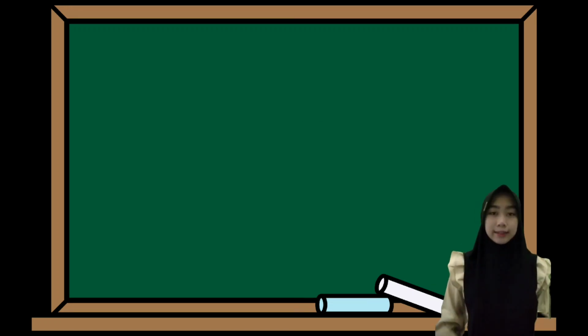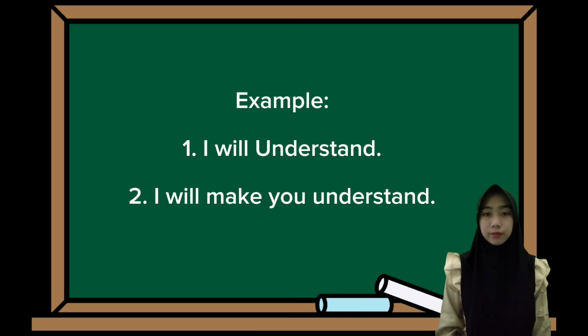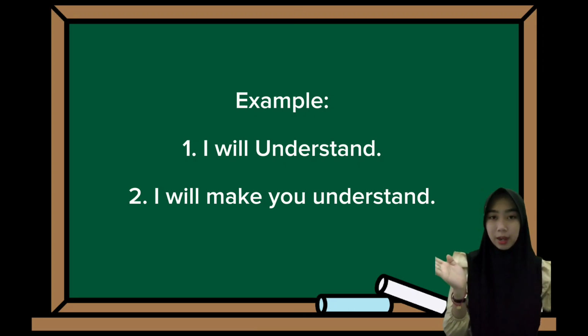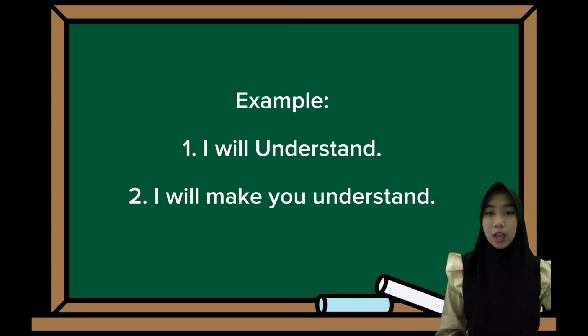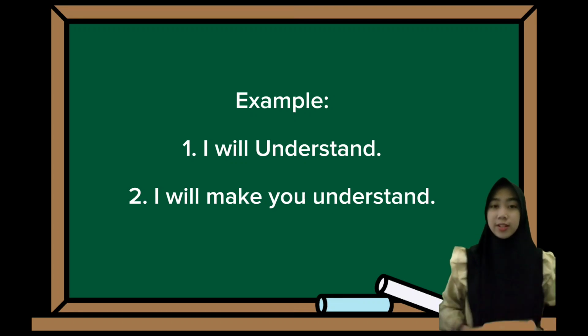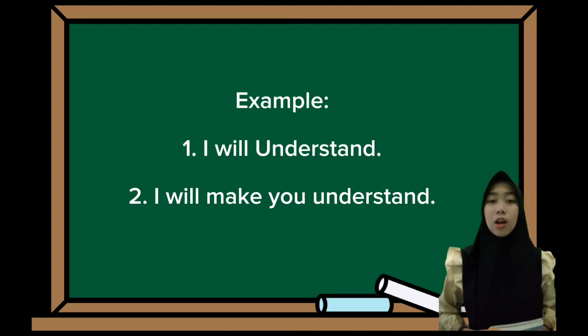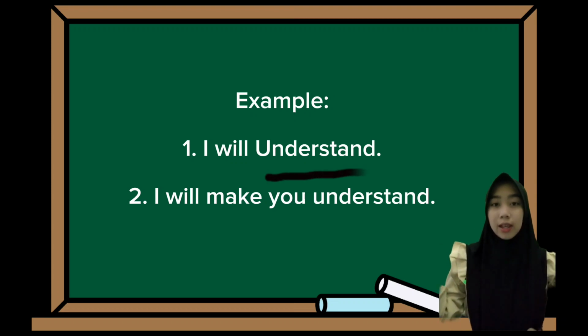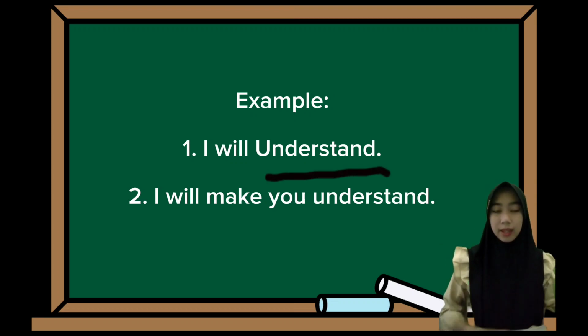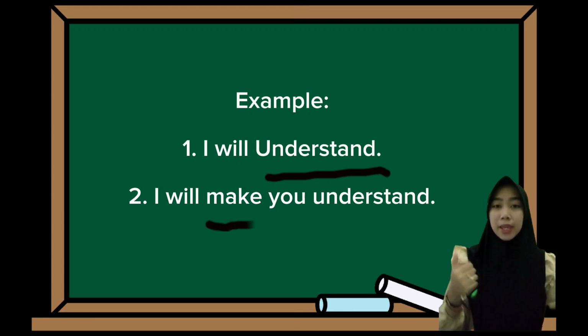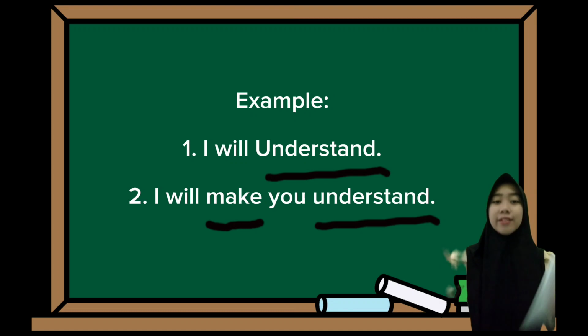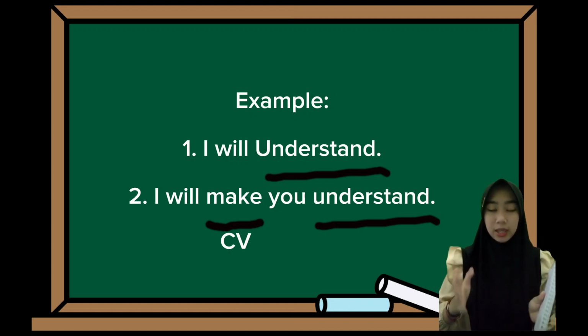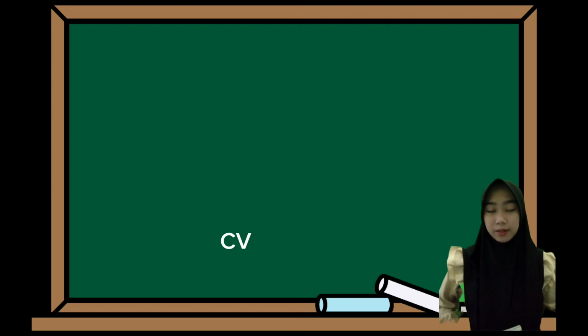I will give you the example. Let's see the difference. First, I will understand. And the second example is I will make you understand. We can see that in the first example, I will understand, there is only one verb, that is understand. And in the second example, there are two verbs, make and understand. And this verb, make, is the causative verb.